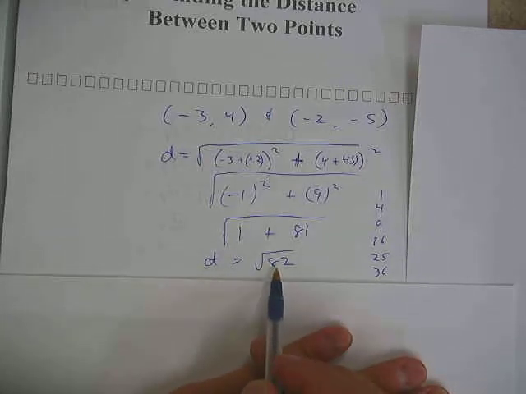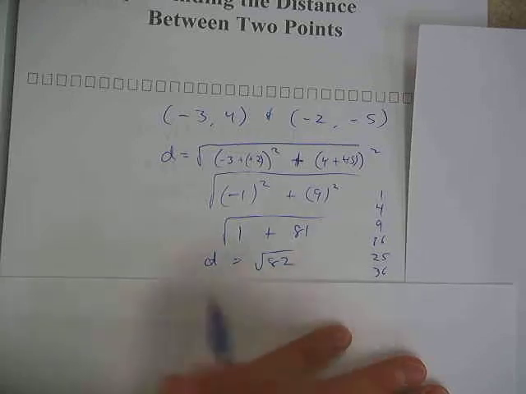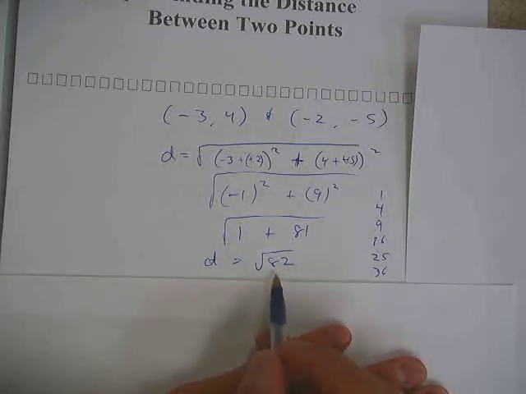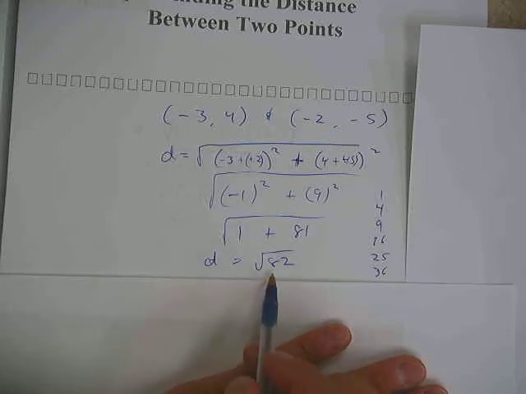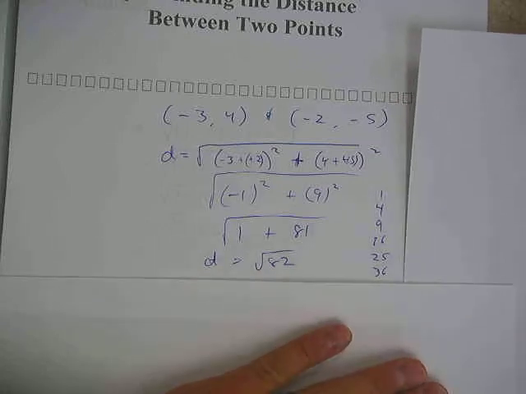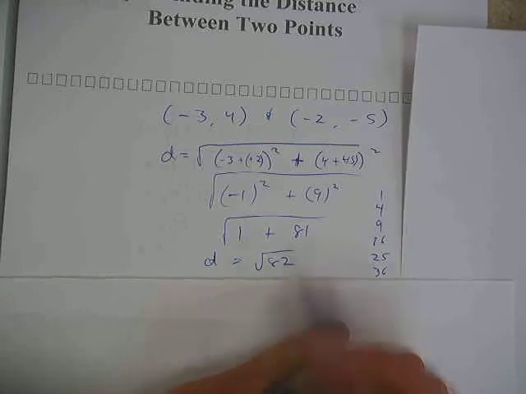Now, a couple things to note about this class, a couple of ways that we're going to proceed together. Number one, unless it tells you to give the distance to some decimal point, then you can take your calculator and punch it in there. But if it doesn't, then you should just leave this as the answer. This is the exact answer. If you put this in your calculator, you're going to have some rounded answer. So unless it tells you to round it, leave it like this.